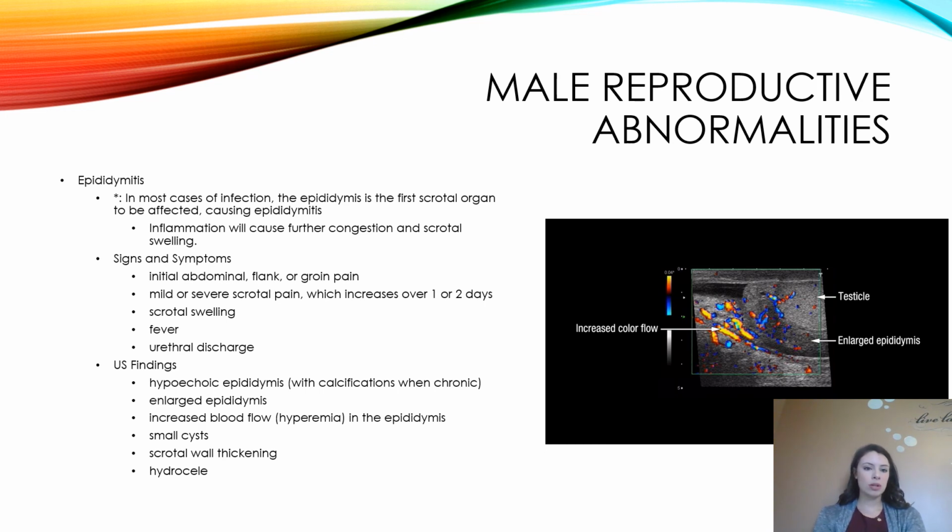Some signs and symptoms are initial abdominal, flank or groin pain, mild or severe scrotal pain which increases over 1 to 2 days, scrotal swelling, fever, or urethral discharge. Some sonographic findings are a hypoechoic epididymis, and there could be calcifications if it's chronic. An enlarged epididymis. There's increased blood flow to the epididymis. So there could be small cysts, scrotal wall thickening, or a hydrocele.